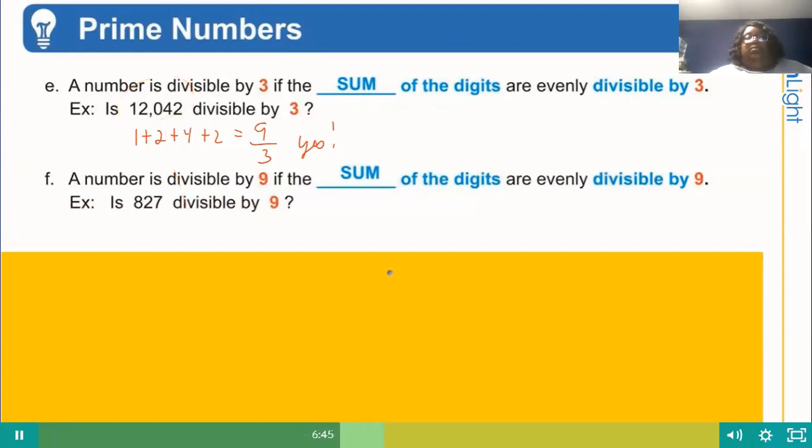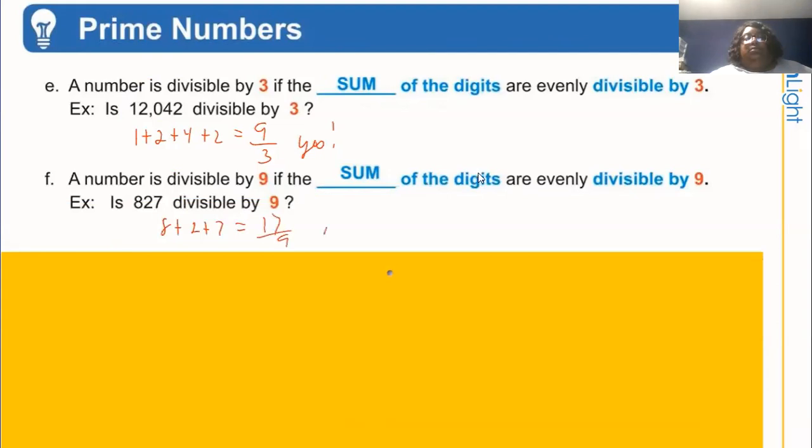Well, what about this example? Well, 8 plus 2 plus 7 is 17. And can you divide 17 by 9 evenly? And the answer is no. And therefore, 827 is not divisible by 9. Okay, divisibility rules. For 3 or 9: if the sum of the digits is divisible by 3, then 3 is a factor. If the sum of the digits is divisible by 9, then 9 is a factor. All right, try saying that 3 times fast.